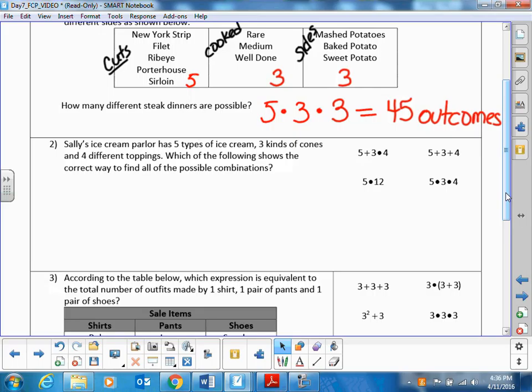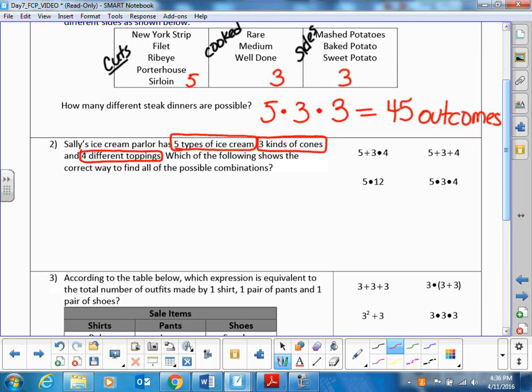So if we look at the second one, Sally's Ice Cream Parlor has 5 types of ice cream. So I'm going to underline that because that's what it's telling me. There's 5 different types. It has 3 kinds of cones and 4 different toppings. So if I were taking my options that I have available, I have 5 types, 3 different kinds of cones, and 4 different toppings. Which one of these shows the way that I would do it? Would I add, then multiply? Just add. Multiply 5 times 12, or multiply 5 times 3 times 4.